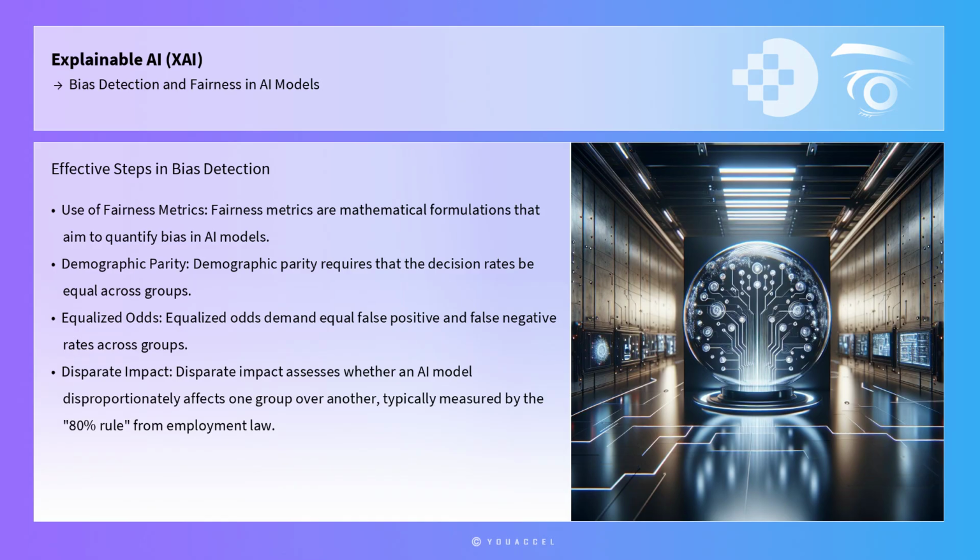Fairness metrics are mathematical formulations that aim to quantify bias in AI models. Commonly used metrics include demographic parity, equalized odds, and disparate impact. Demographic parity requires that the decision rates be equal across groups, while equalized odds demand equal false positive and false negative rates across groups. Disparate impact assesses whether an AI model disproportionately affects one group over another, typically measured by the 80% rule from employment law, which states that the selection rate for any group should be at least 80% of the selection rate for the most selected group.